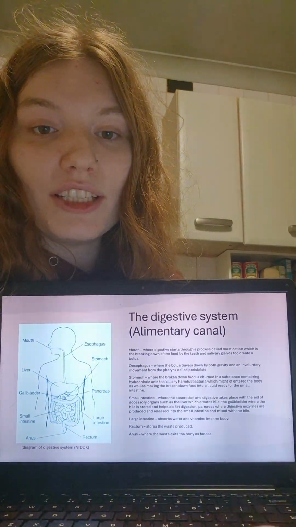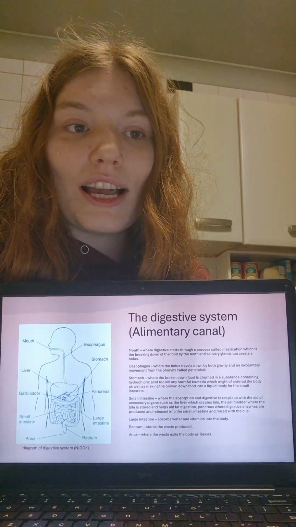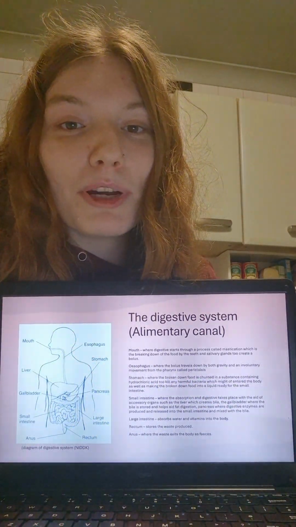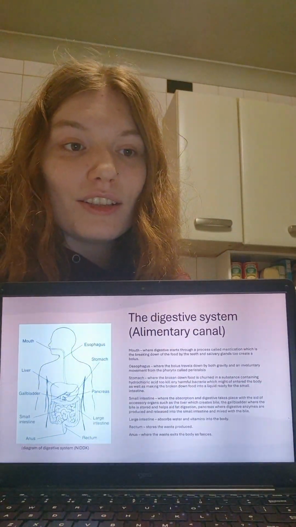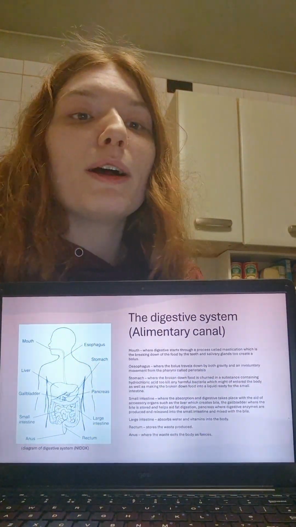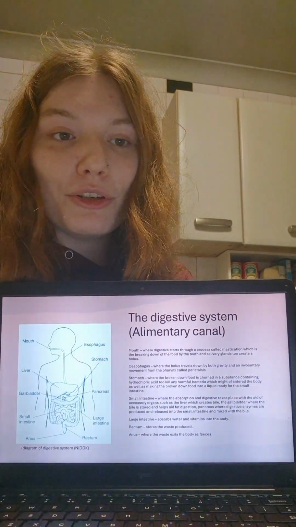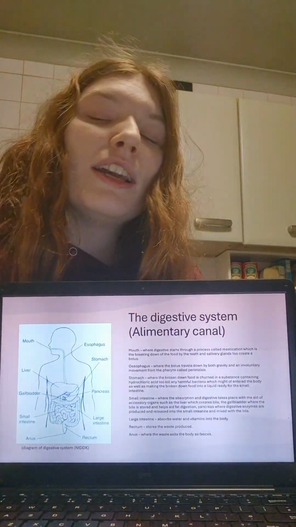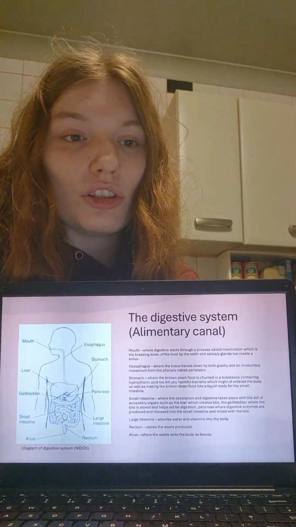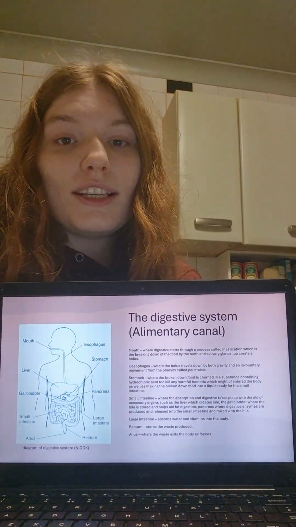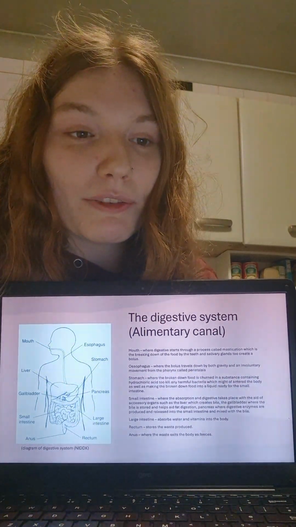The digestive system, or better known as the alimentary canal, starts at the mouth and ends at the anus. It is roughly 8 to 10 meters long. It starts within the mouth where a process called mastication happens. This is the breaking down of food by teeth and salivary glands. This helps create a bolus. The bolus then travels down the esophagus. This is by the aid of gravity and an involuntary movement by the thorax.